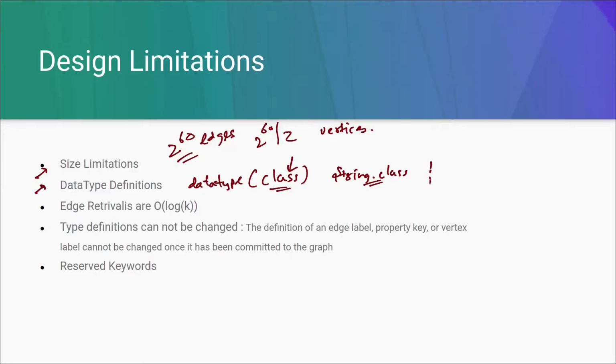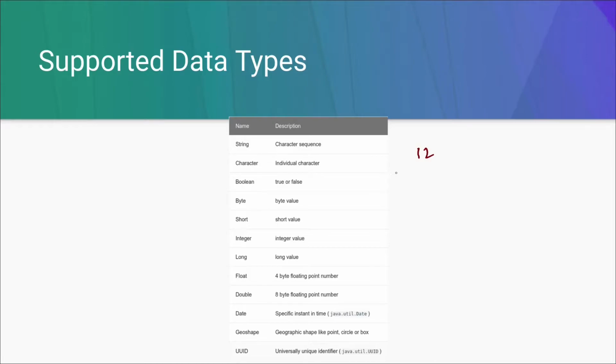For example, if we try to define the data type of the property as number.class, it will not support long or integer. I've taken this just as an example. Janus Graph does not support number. It only supports long and integer. Let me show you the total number of data types that is supported by Janus Graph. So these are the 12 data types that is supported by Janus Graph. That is string, character, boolean, byte, short, integer, long, float, double, date, geoshape, and UUID.